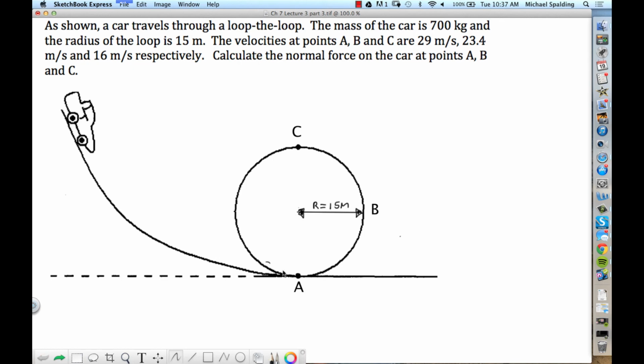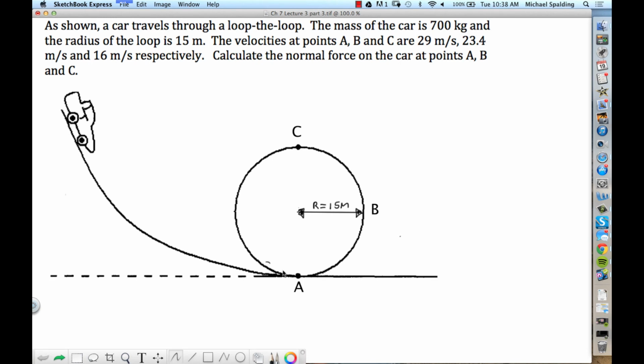So here's the situation. Mass of the car is 700 kilograms. The radius of the loop is 15 meters. And then I give you the velocities at points A, B, and C. I want you to find the normal force at each of those points. You're solving for the normal force at point A, point B, point C, and you have the velocities at those points. Okay? So I'll give you like 10 or 15 minutes.